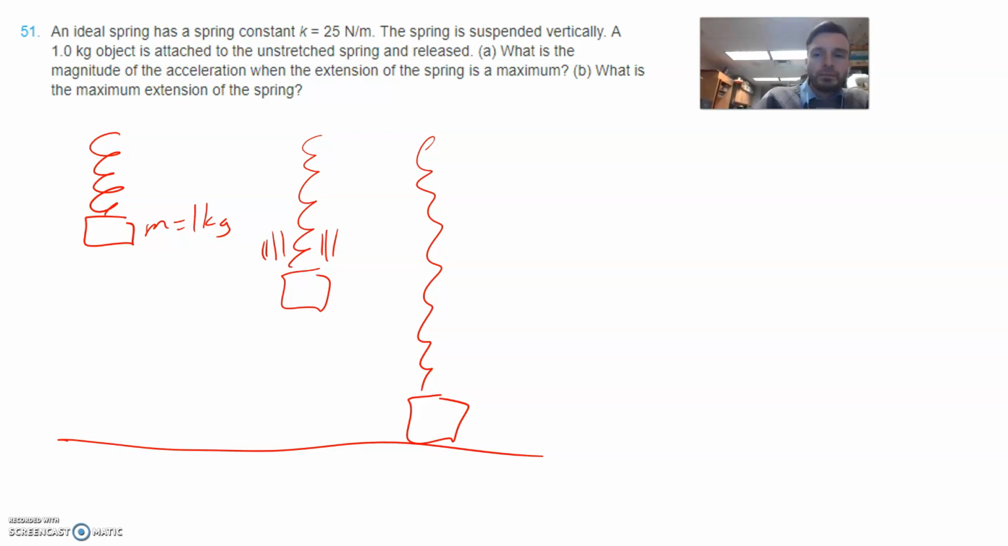Now, at some point, actually, let me think about this for a second. Yep. Right in the middle, we call this the equilibrium position. And we know that equilibrium is defined as when the forces are balanced. So when F_s up is equal to F_g down. And that happens right in the middle of your oscillating system.